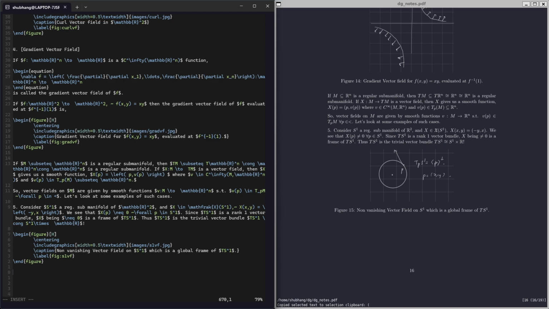So one way to look at the fact that TS1 is a trivial vector bundle. Trivial bundles are actually non-trivial. It is not true that any TSn is trivial.